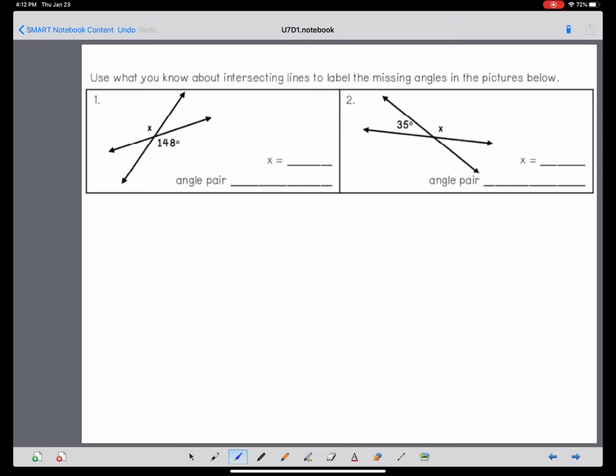So use what you know about intersecting lines to label the missing angles in the picture below. Well, this is kind of what we talked about. I know that this angle right here is 148 degrees, and exactly opposite is a vertical angle. That means these are going to match. They are going to be the exact same angle. So the angle measurement is going to be 148 degrees. And the angle pair, we call this vertical angles.